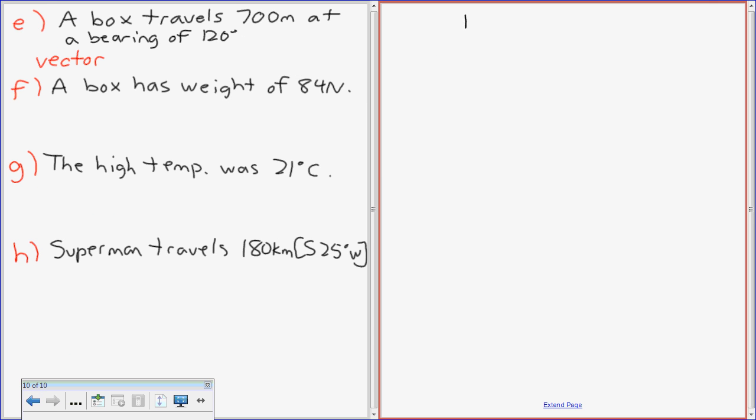Because if we do this, 120 degrees is going to be about like this, right? So what's the opposite of that going to be then? 300 degrees. Okay, so what will happen is, it's going to go in this direction. This little chunk is 30, which means this little chunk is 30, 90, 180, 270, 300 degrees. Or I can add 180 and it'll work as well, if that works better too. So that's going to be 700 meters.